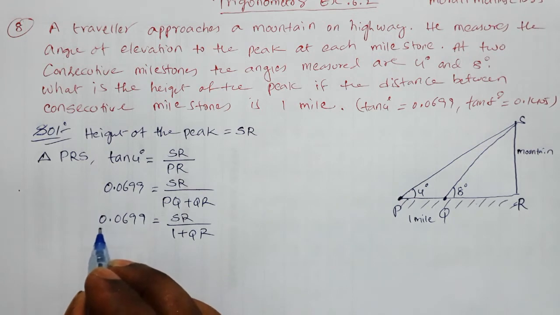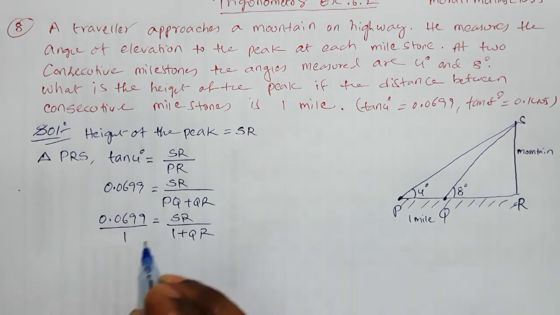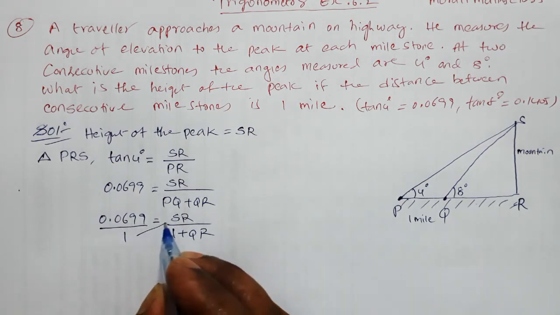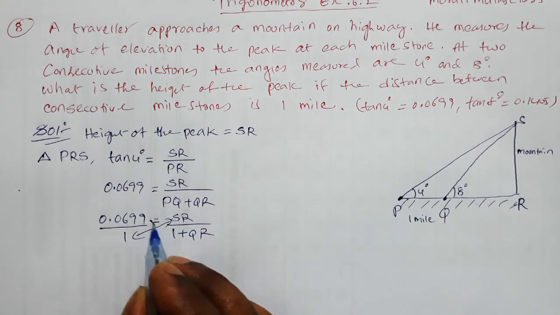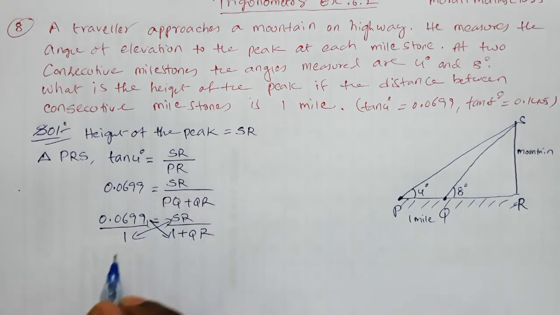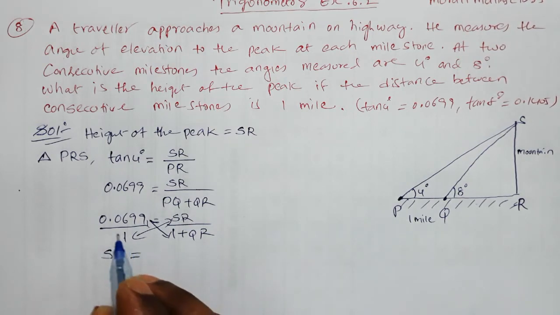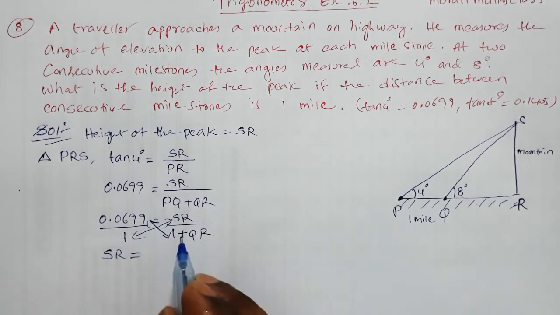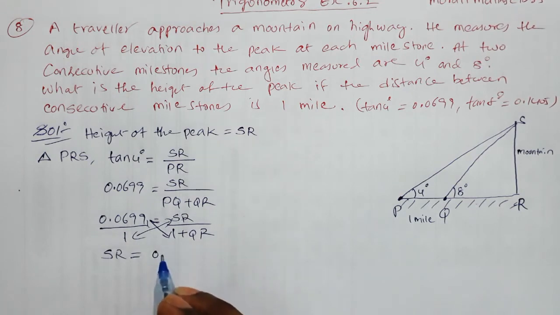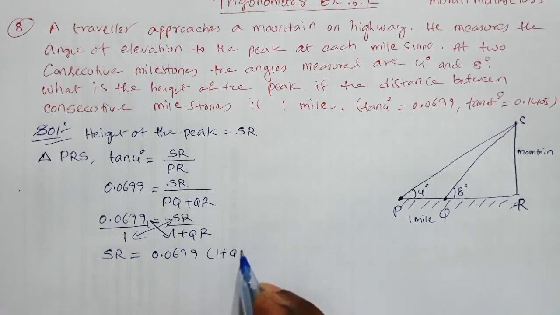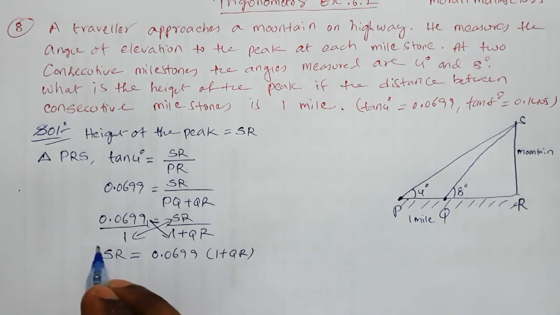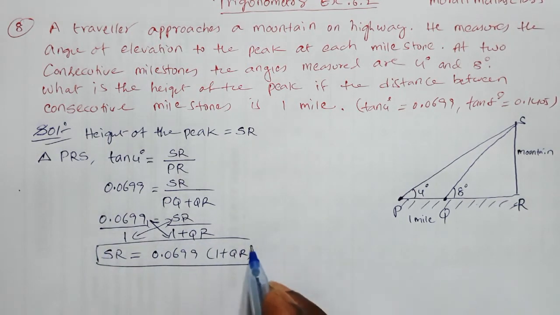Write it divided by 1 and do cross multiplication. So 1 into SR equals 0.0699 into (1 plus QR). So we have the SR answer.